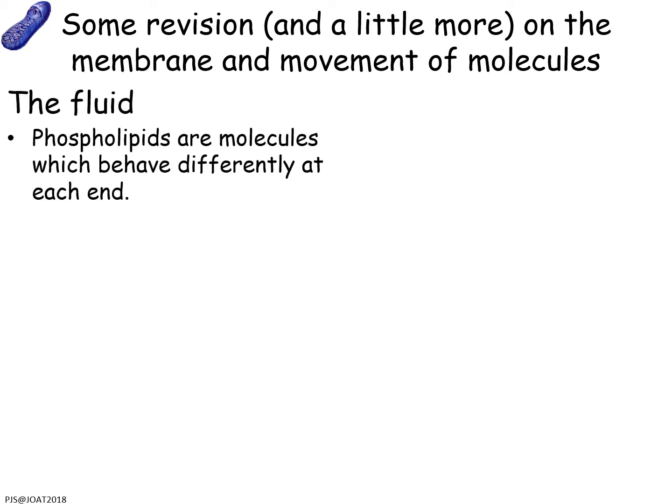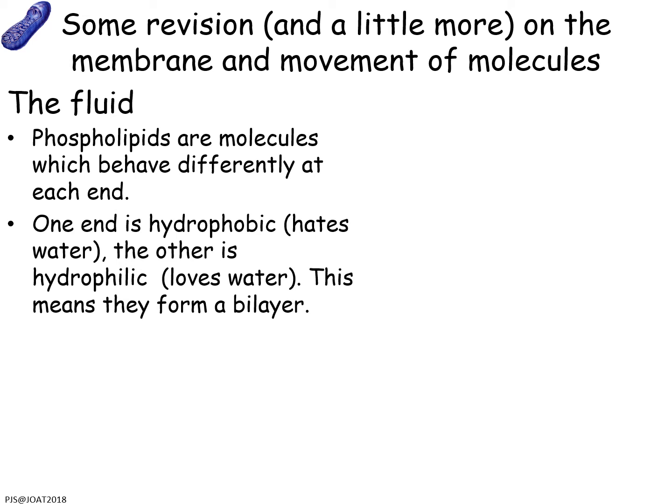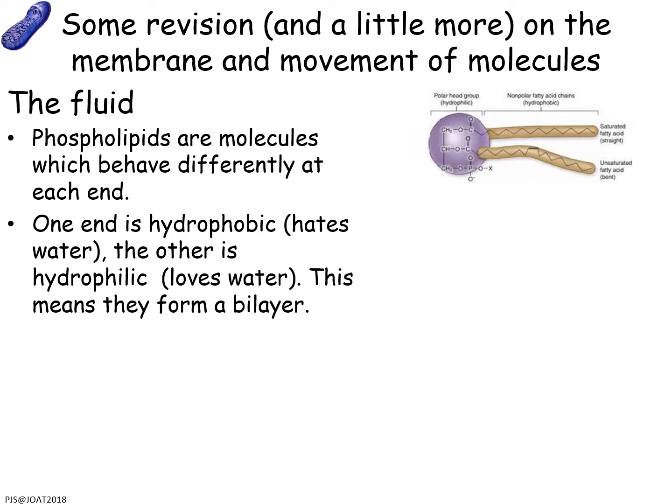So you should know that it's a fluid mosaic model, and the fluid is made up by phospholipids. And what we have with phospholipids is a particular type of molecule called a hybrid molecule. So one end behaves one way and the other end behaves another way. So at the top we have the head, and the head is hydrophilic, meaning it loves water. And at the base we have the tail, and the tail is hydrophobic, meaning it hates water.